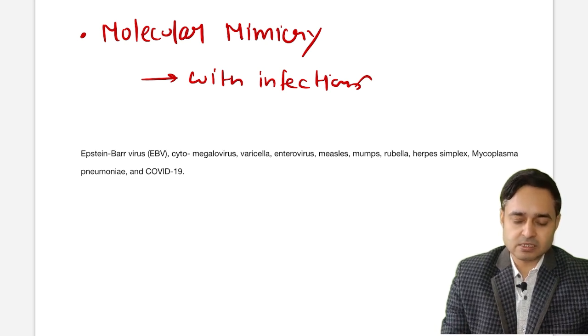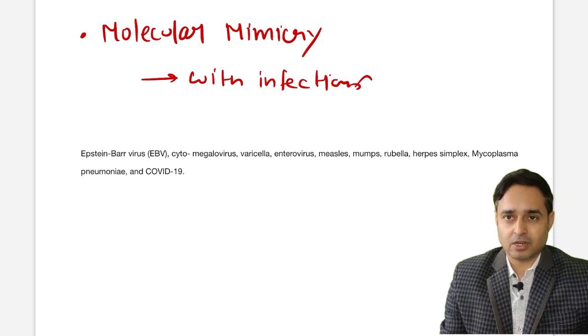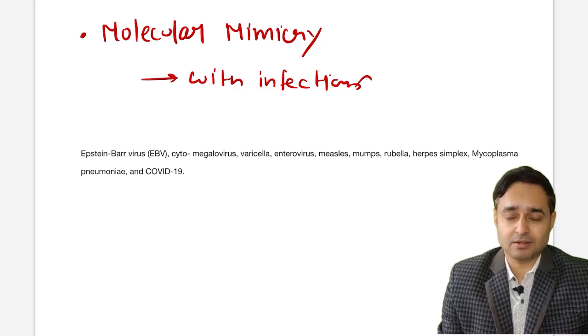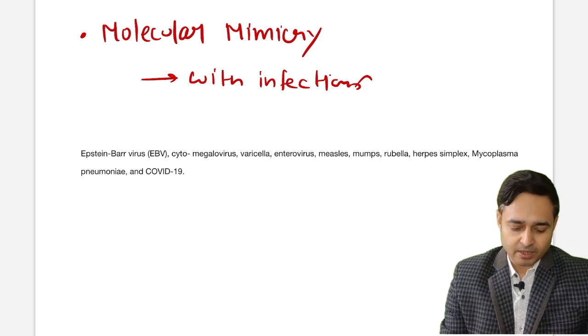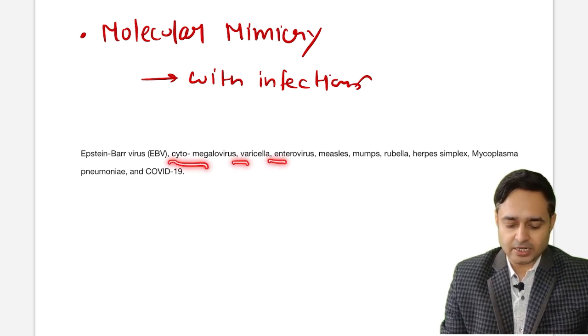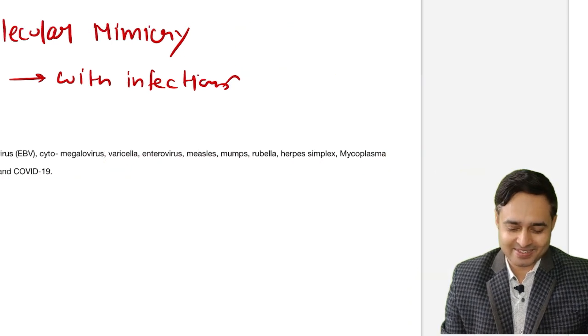So what is the basic physiology behind this? This is molecular mimicry with infections. So what are the infections which can produce ADEM? This is an important question. EBV, CMV, varicella, enterovirus, measles, mumps, rubella, herpes, Mycoplasma pneumoniae, and COVID-19. Just go through this list.